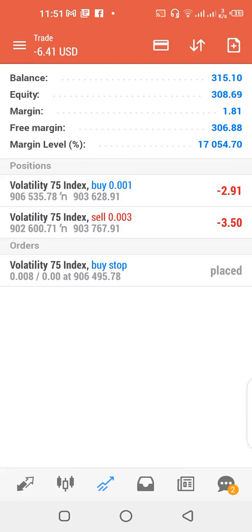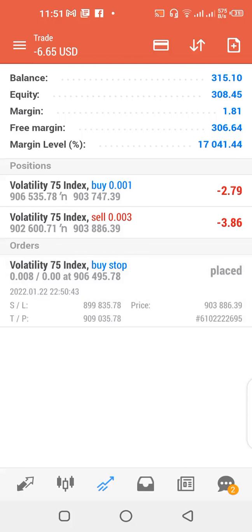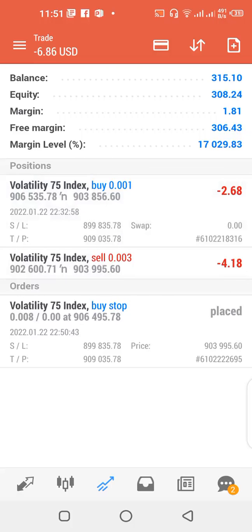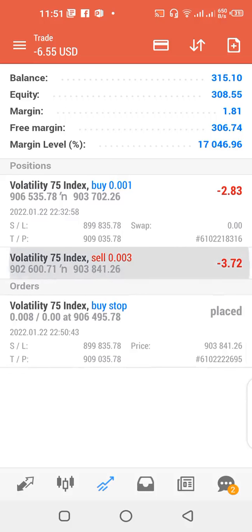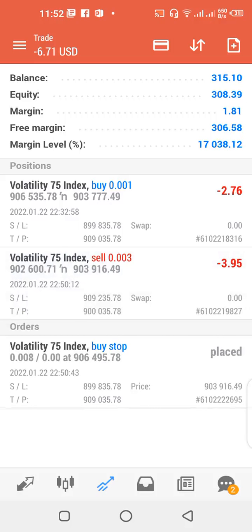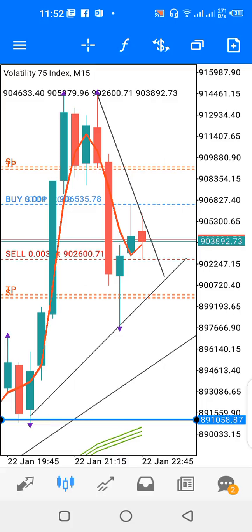So I have the second hedge trade. This is the second pending order in place. This is my first trade. This is the hedge, it's been triggered. The hedge of my first trade is 3 times the lot size of the original trade. This is the original trade. And you can see we are in a range.